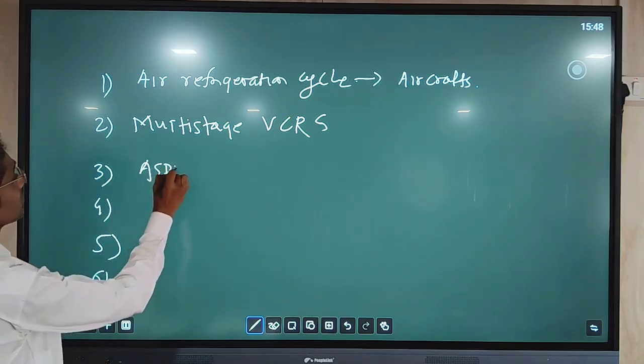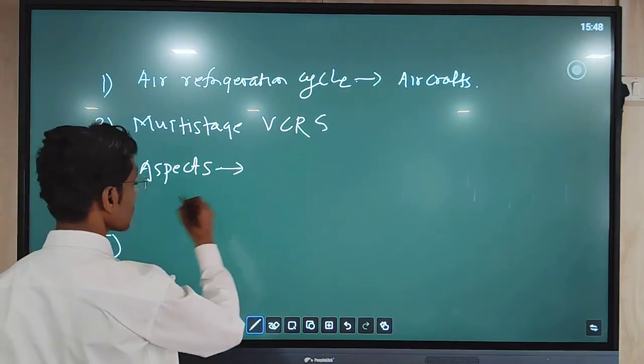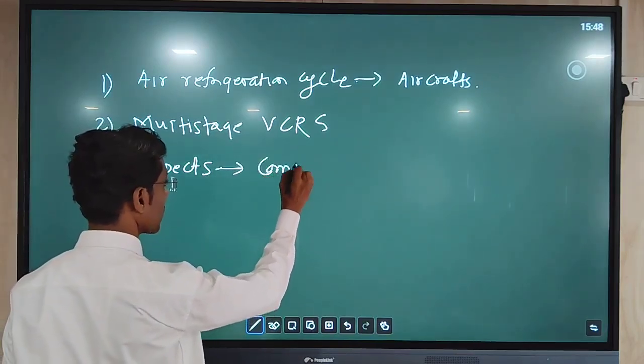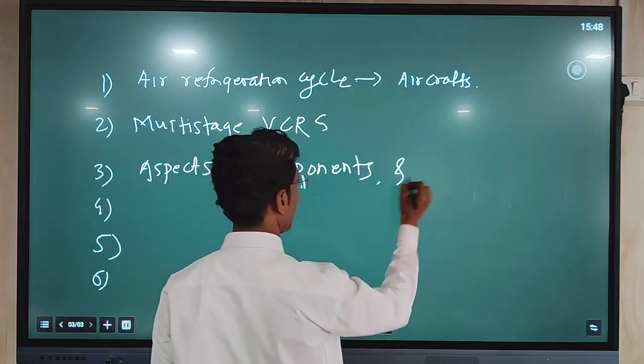The third one is aspects of cooling and heating. Here we see the different components of the system and controls.